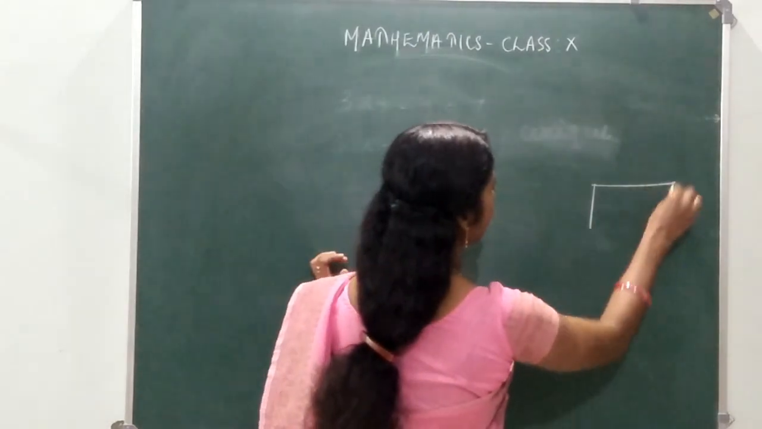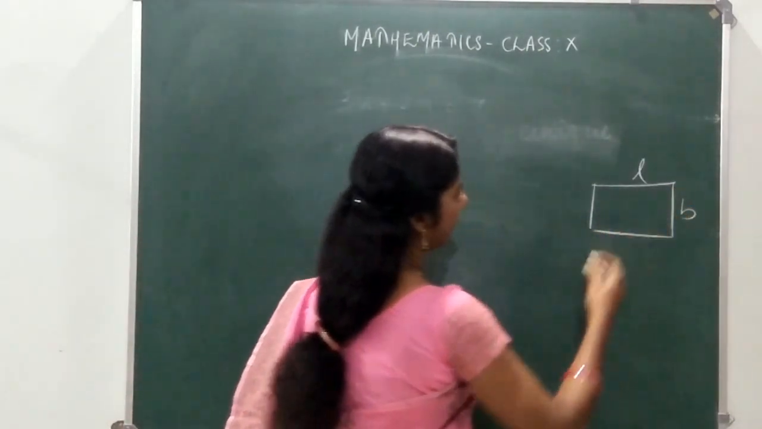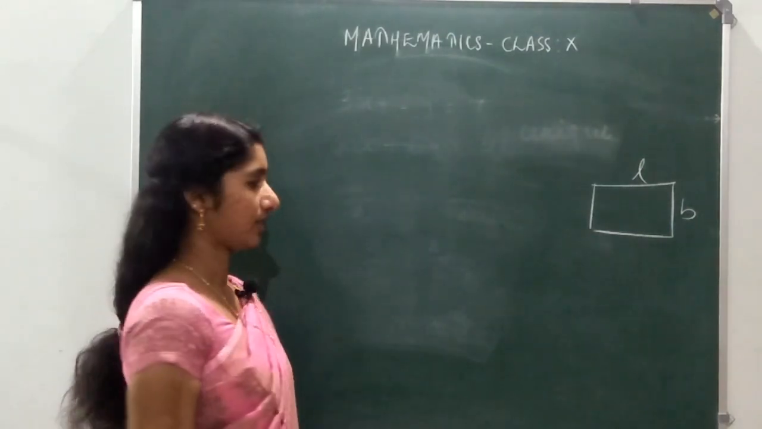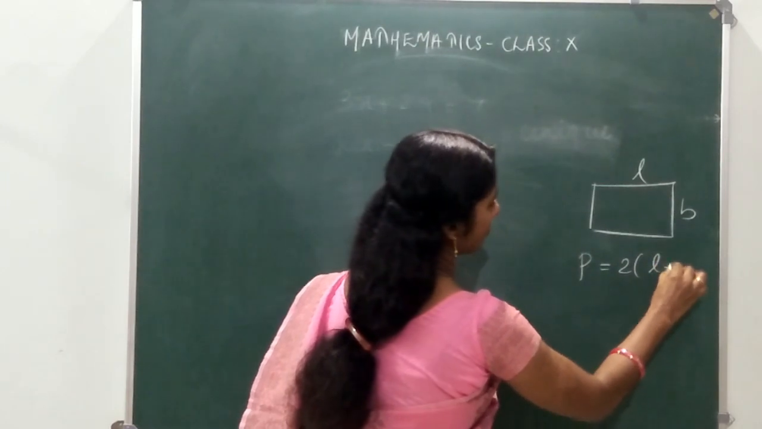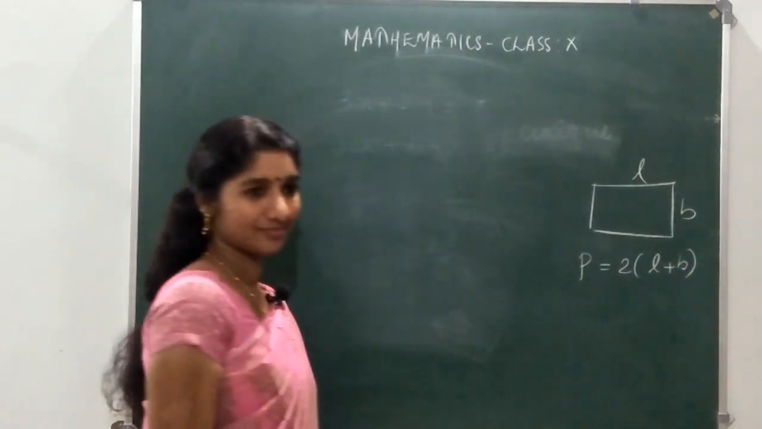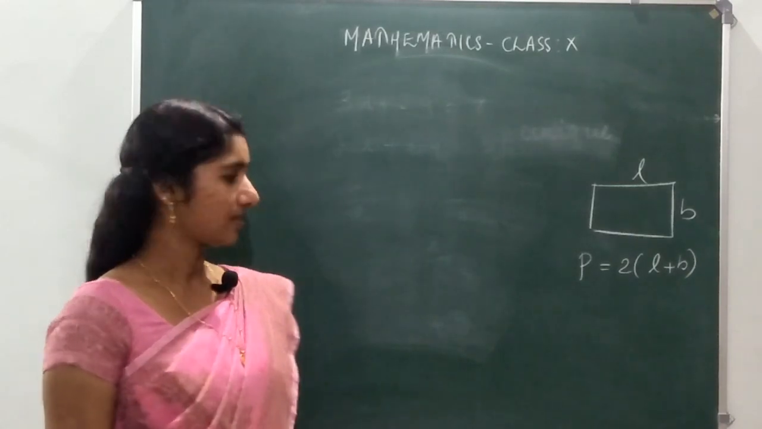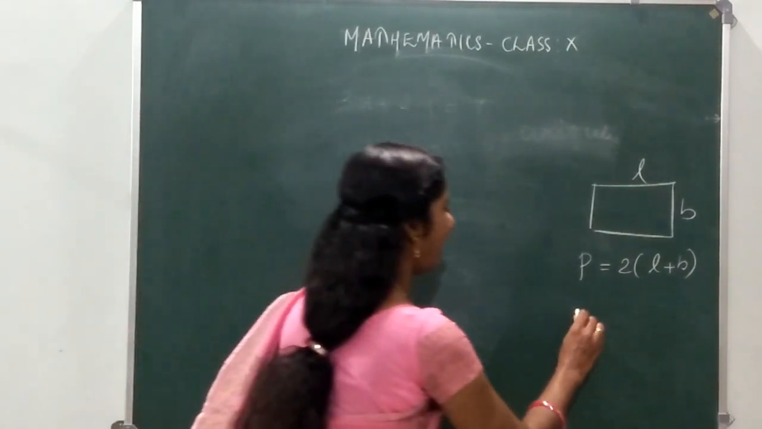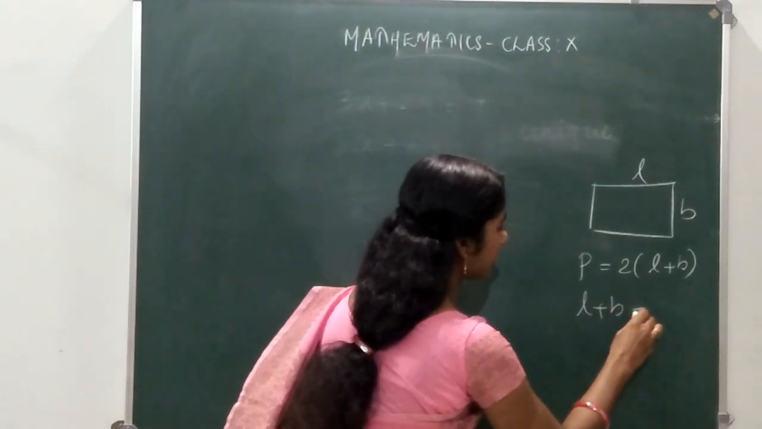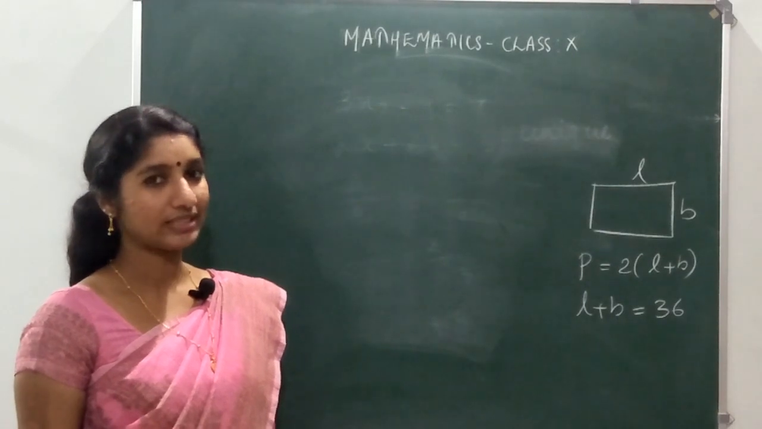See, what is given? One rectangular garden. We can write L and B are the length and breadth of this rectangular garden. What is the perimeter of a rectangle? 2 into L plus B. It is given that half of the perimeter is 36. So, what is half of the perimeter? Yes, L plus B. This is given as 36.